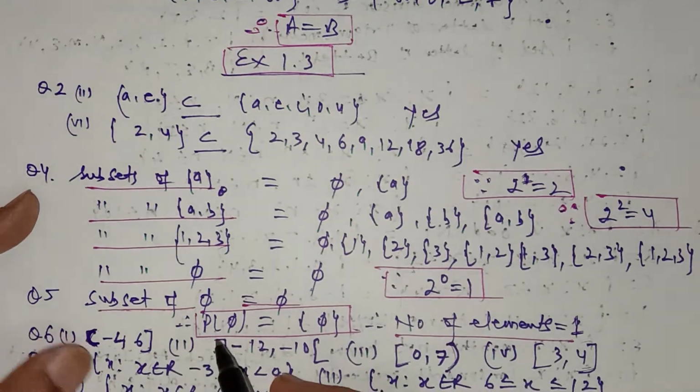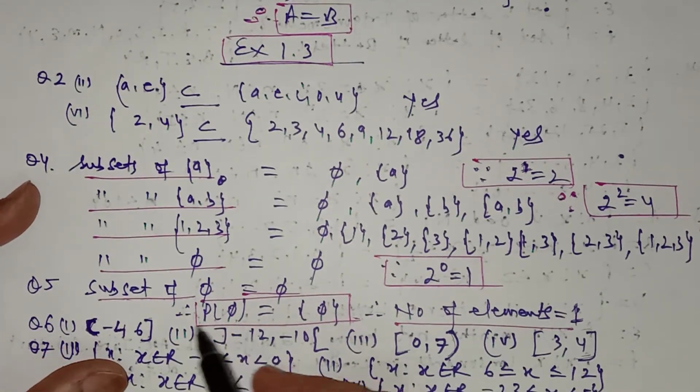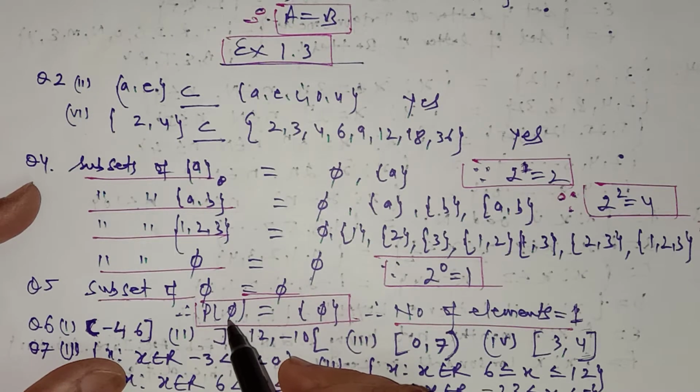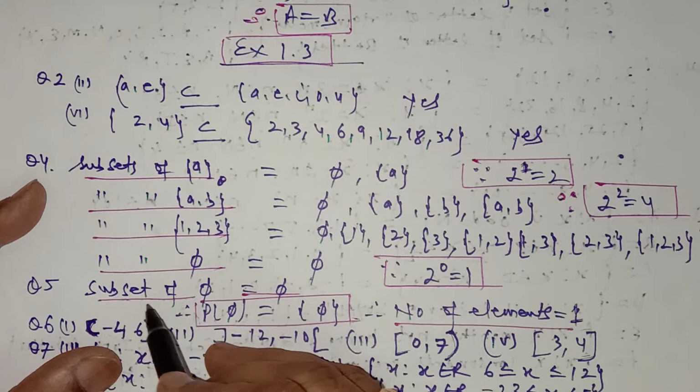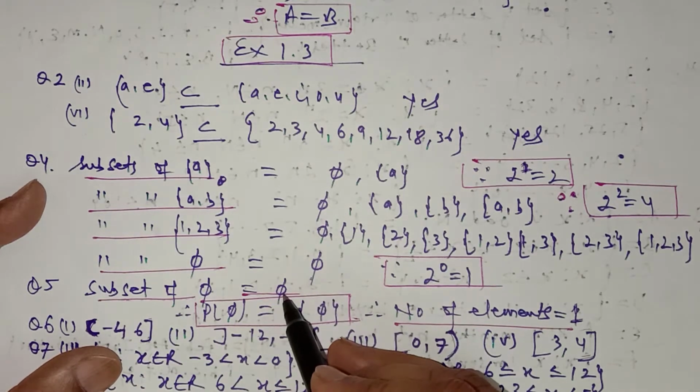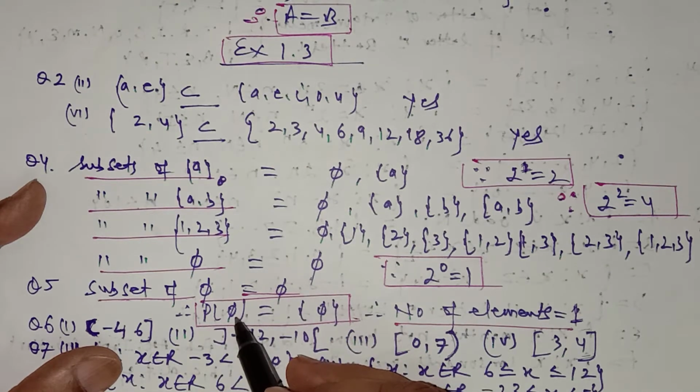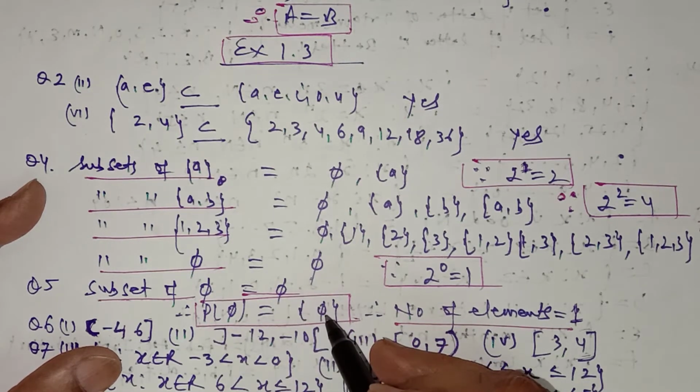Now in question number 5 you have to find the power set of the empty set. So what is the power set? Power set is the set of all subsets of a set. So for the empty set, the number of subsets we have already discussed is only 1, and the power set of this empty set is obtained by putting it in the curly brackets.